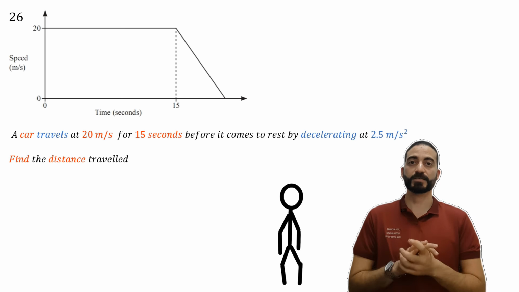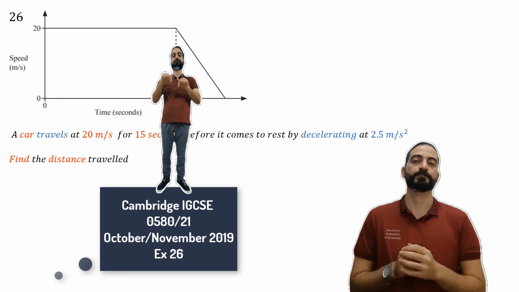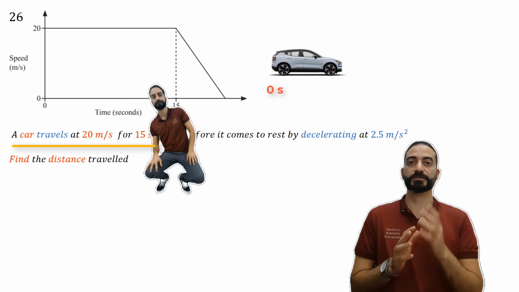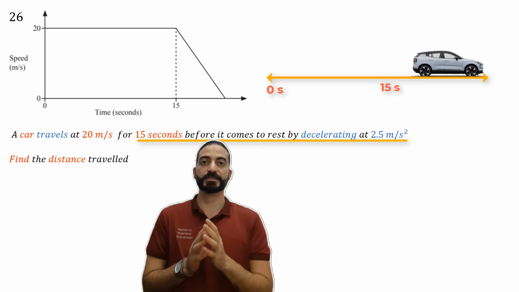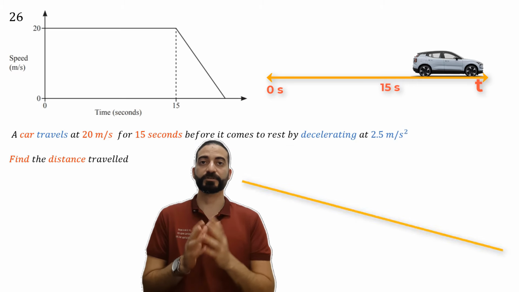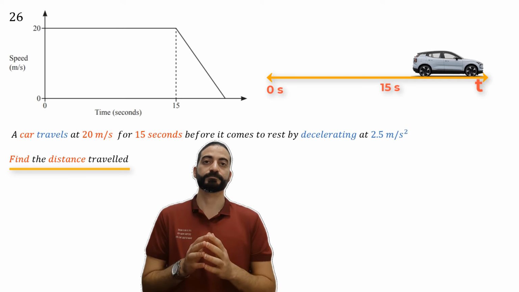Hello everyone, we'll start by solving question 26 of the Cambridge IGCSE 2019 exam. A car travels at 20 meters per second for 15 seconds before it comes to rest, decelerating at 2.5 meters per second squared. Find the total distance traveled.